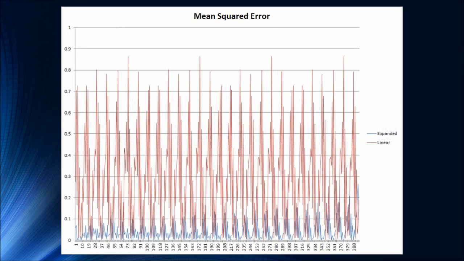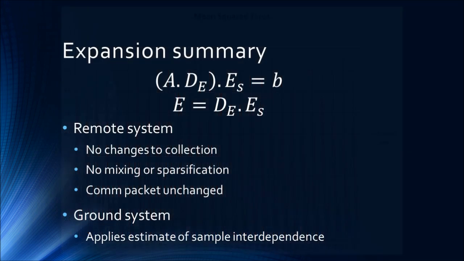The real tell of how well it does versus a linear interpolation between points is to look at our mean squared error. The linear interpolation has these beats where it's bad, and then it gets pretty good, then it's bad, then it gets pretty good. And then the expanded interpolation, the compressed sensing in reverse, is way down here, so much less error just by using compressed sensing in reverse to expand.